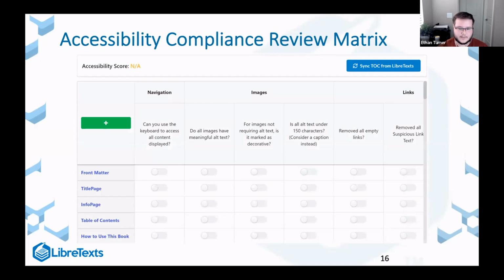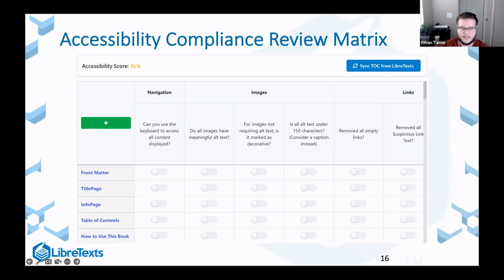So now we are on slide 16, I believe. This is on this accessibility page. This is the accessibility compliance review matrix. The review matrix allows you to sync your text table of contents from our libraries and then check each page against 30 or so different criteria that our team uses as well to ensure that your content is up to par and is as widely accessible as possible, at least within the current state of the platform.